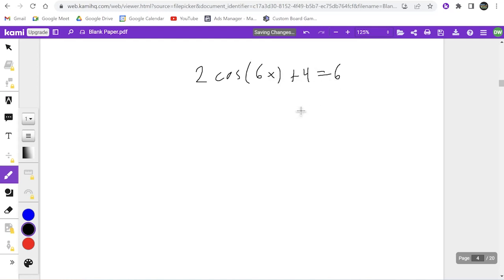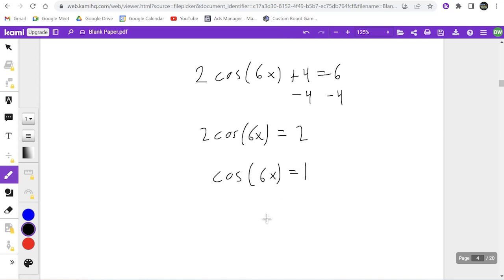First thing I got to do is get the cosine by itself. That means subtracting 4 from both sides. So 2 cosine of 6x is equal to 2. Then I divide both sides by 2. Looks like cosine of 6x is just going to be 1. Now I got to ask myself, when does cosine equal 1? It's only at one number.